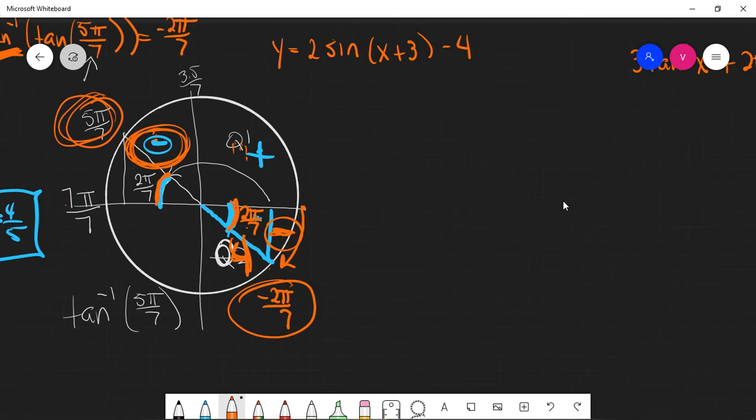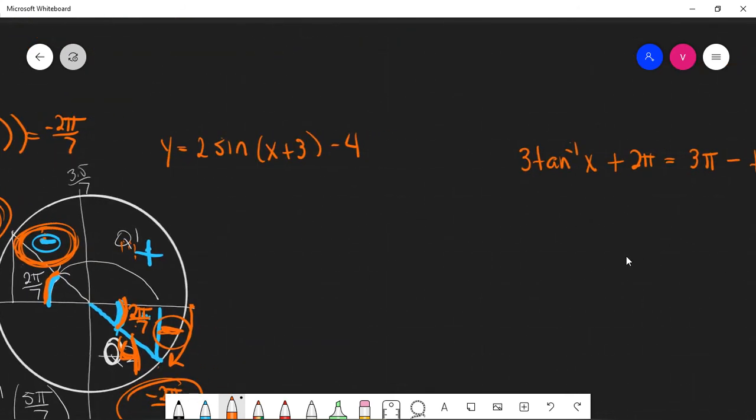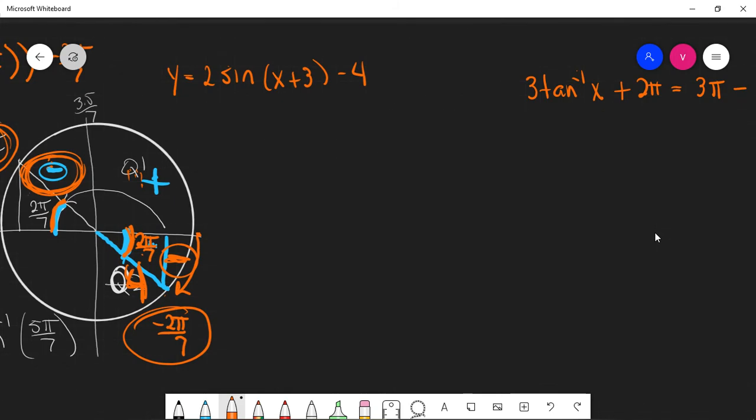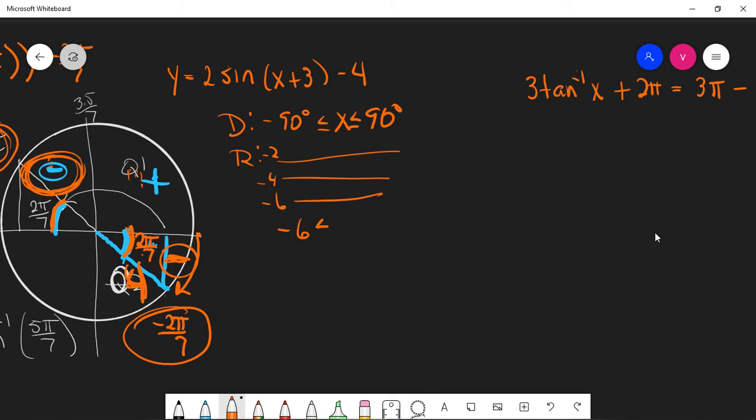Okay, so this one here, we've done this last time. You're going to have something similar. So what's the easy thing if they give you the domain, say like negative 90 to 90? The range of that, remember, this is like a sine function where the midline is negative 4 and you're going up and down by 2. So negative 2 up, down to negative 6. So your range on that is going to be negative 6 to negative 2.